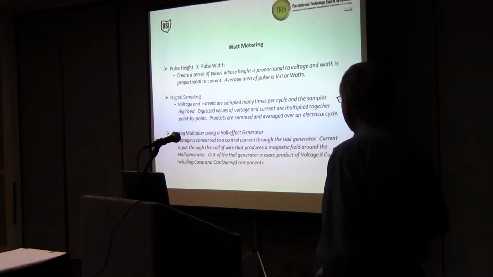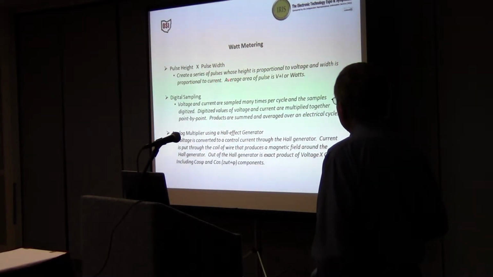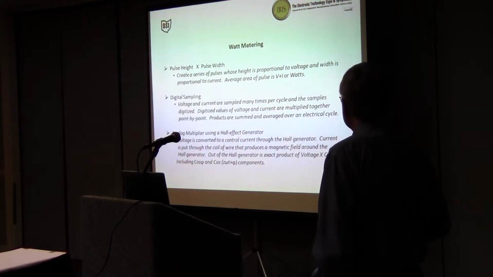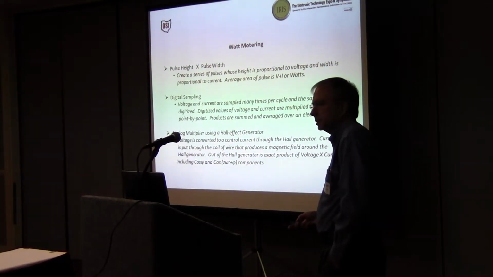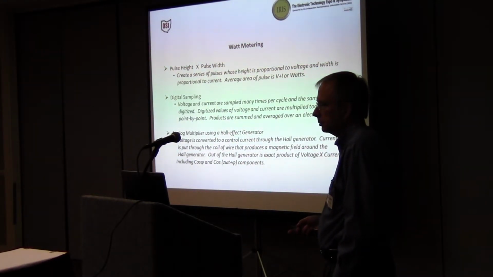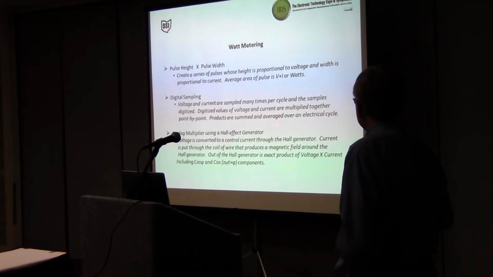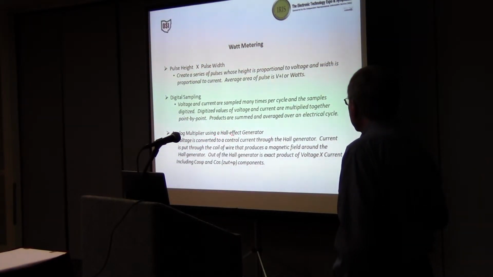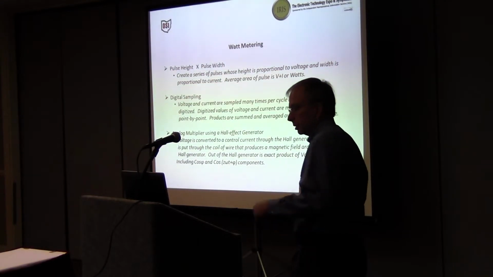Here's just the words that I told you. Pulse height, pulse width creates a series of pulses that are equal to watts. Digital sampling, as we talked about, DSPs. Ours run at about 20 kilohertz, so I forget the exact number of samples, but that gives you a couple hundred samples at least in a 60 cycle waveform. There's a lot of products out there running faster than that nowadays. And then our analog multiplier, the Hall effect generator, takes into account phase shift as well. So like I say, it is a precise, accurate multiplier.